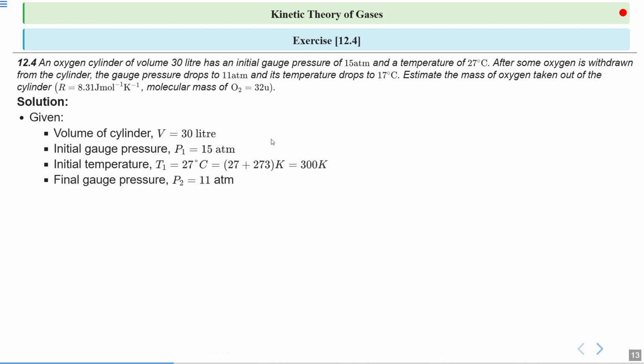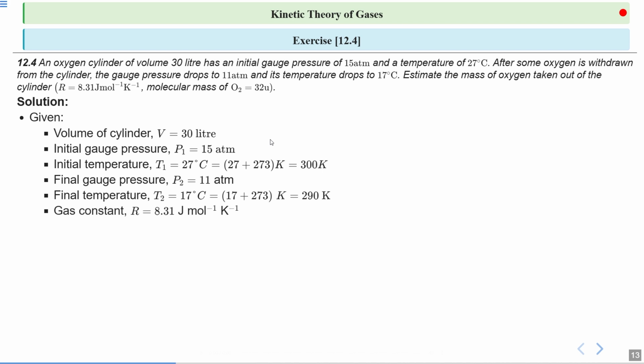Final gauge pressure P2 equal to 11 atm. Final temperature T2 equal to 17 degrees Celsius. Again here we need to convert degrees Celsius to Kelvin by adding 273. So it will be equal to 290 Kelvin. Gas constant R equal to 8.31 joule per mole per Kelvin. Molecular mass of oxygen is equal to 32 u. Universal gas constant R equal to 8.314 joule per mole per Kelvin.